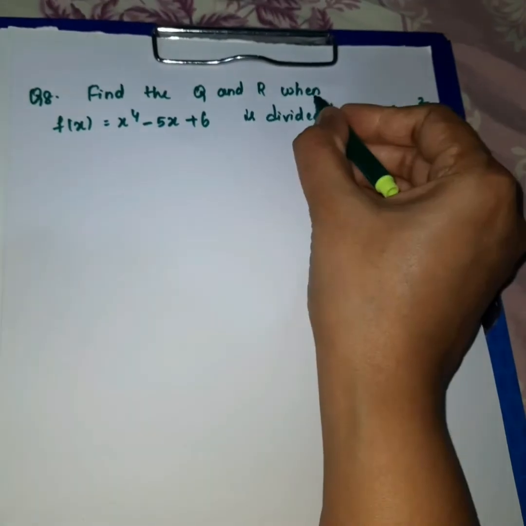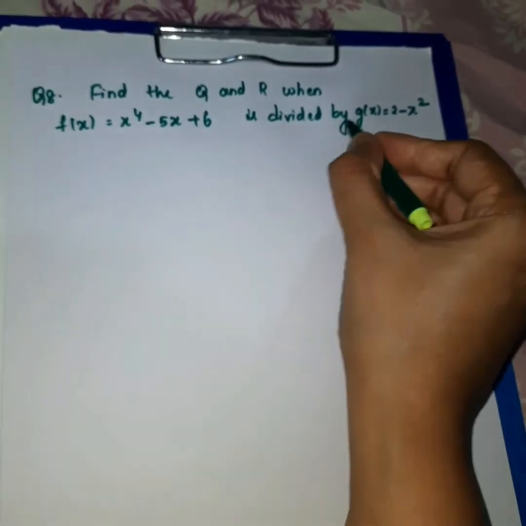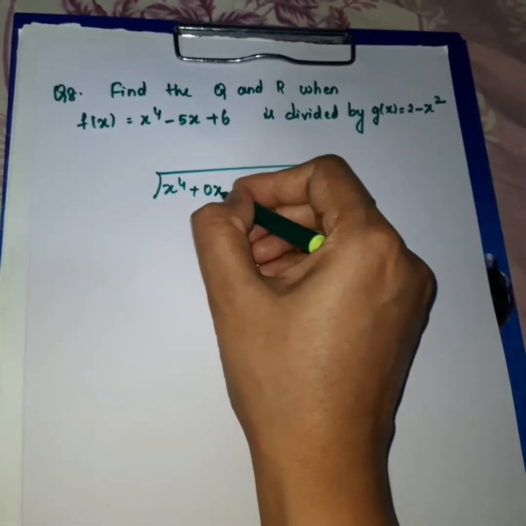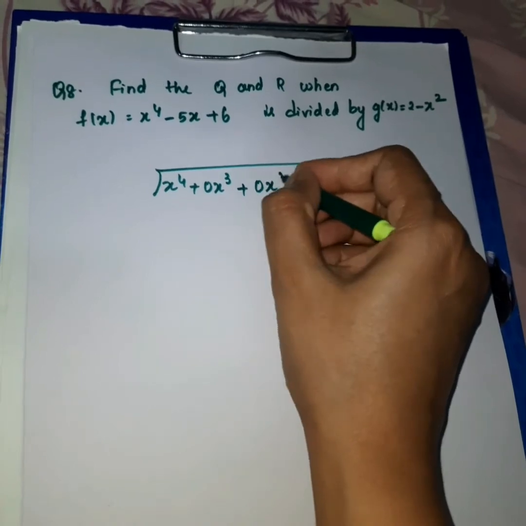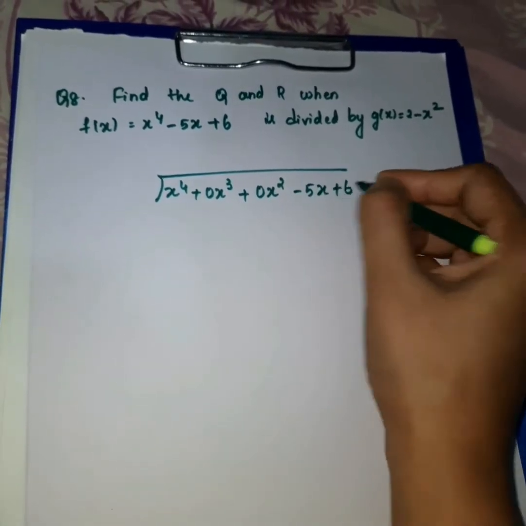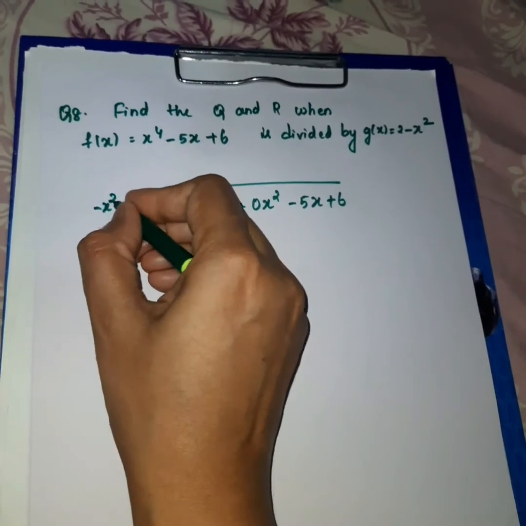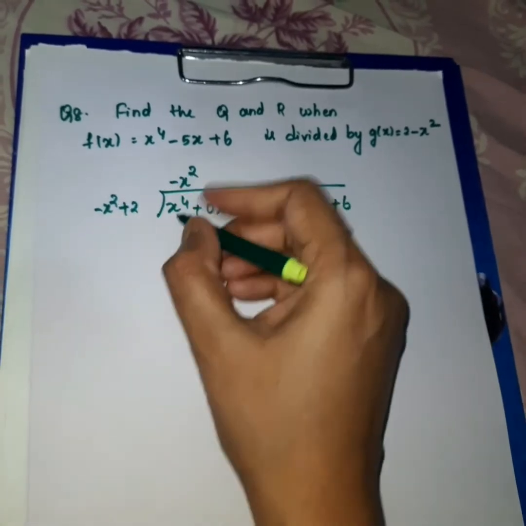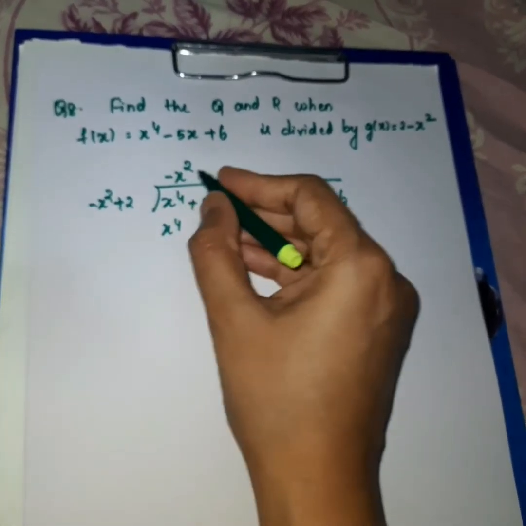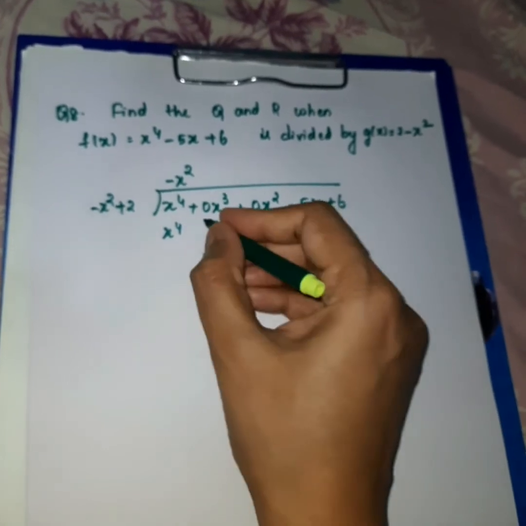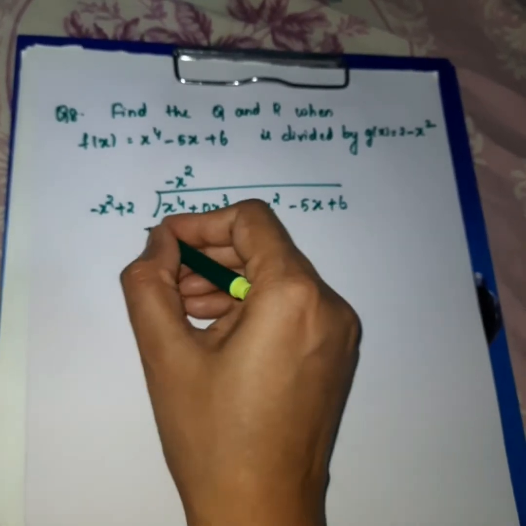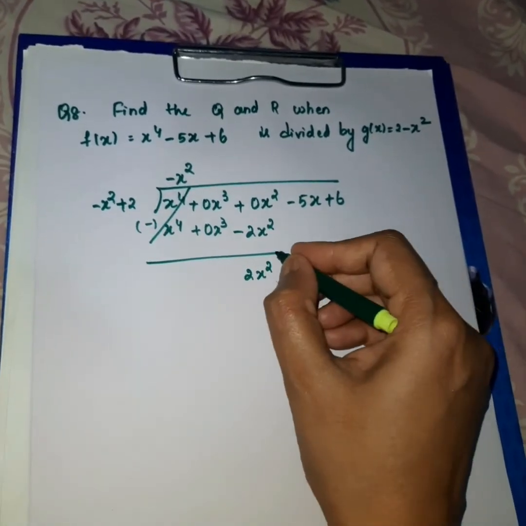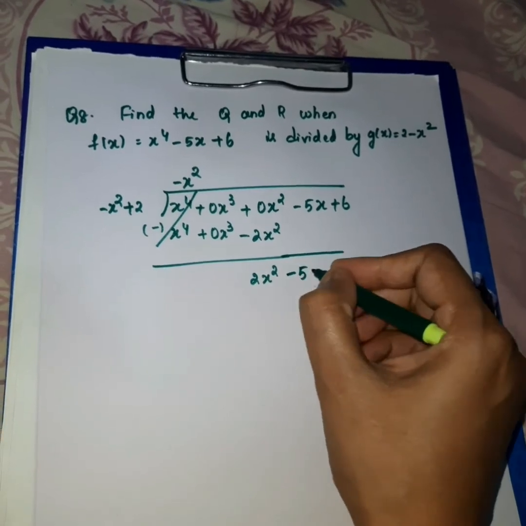Next, question 8, find the quotient and remainder for the given polynomials. Again, we need to do the actual division. x to the power of 4, x cube is not there, x square is also not there, minus 5x plus 6, and the divisor is minus x square plus 2. Minus x square, it becomes x to the power of 4 minus 2x square. So there's no x cube value here. So it's going to become plus 2x square minus 5x.